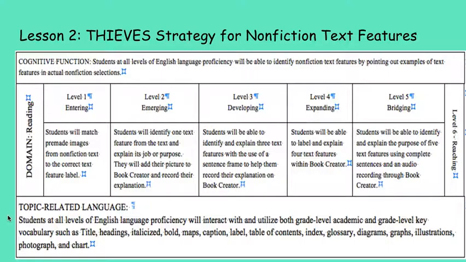So in level 1, students are still matching those pre-made images from nonfiction text to the correct text feature label. Okay, then in level 2, students will identify one text feature from the text and then explain its job or purpose to their partner, and then they can add it to their Book Creator, and again, it just keeps going up. As far as we can keep going, they'll identify more and more of those text features.